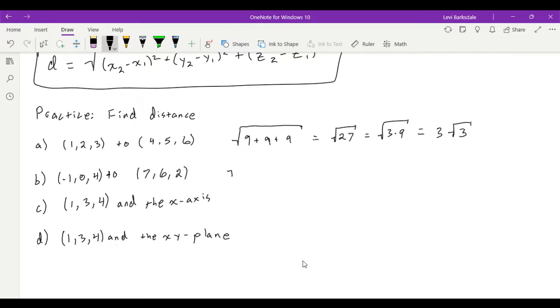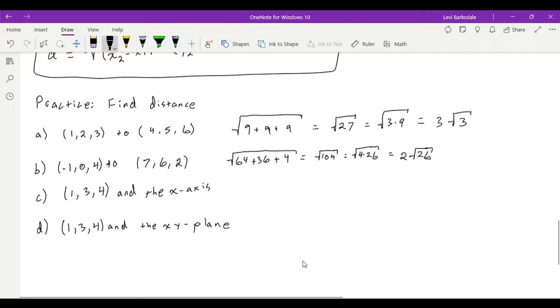The second one, same thing. 7 minus 1 is 8. 8 squared is 64. 6 minus 0 is 6. 6 squared is 36. And 2 minus 4 is negative 2. Negative 2 squared is 4. When I add these up, I get the square root of 104. And I can pull my 4 out, so that gets 2 root 26.